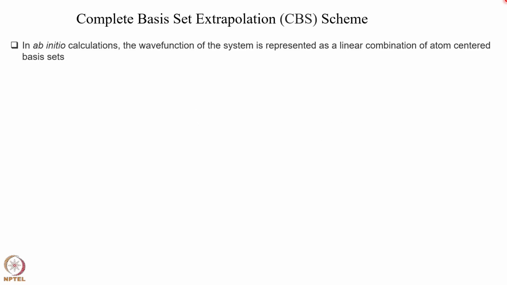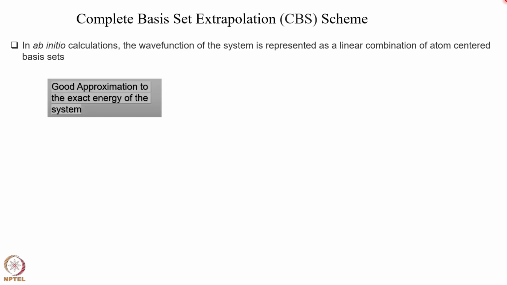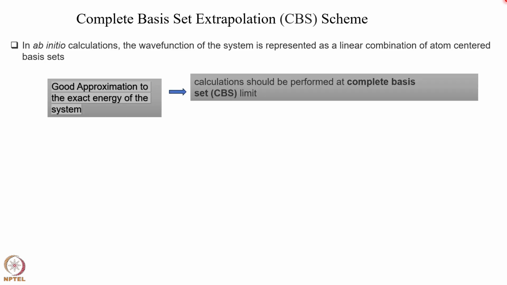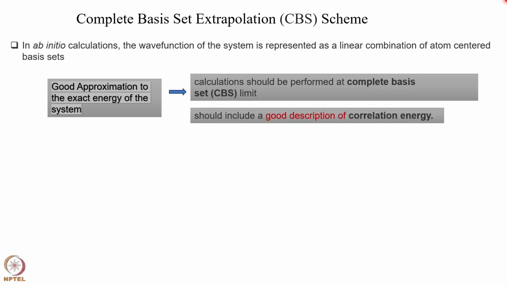This is often called the CBS extrapolation scheme, for the complete basis set limit. In the ab initio calculation, the wave function of a system is represented as a linear combination of atom centered basis sets. And to get a good approximation to the exact energy of the system, you need to perform calculations at least at the complete basis set limit. So, the basis set should be as high as possible.